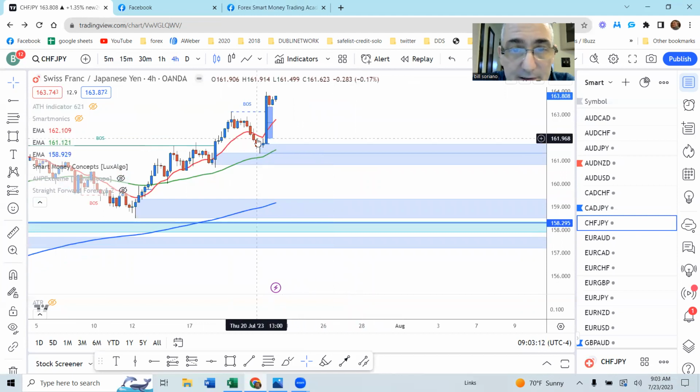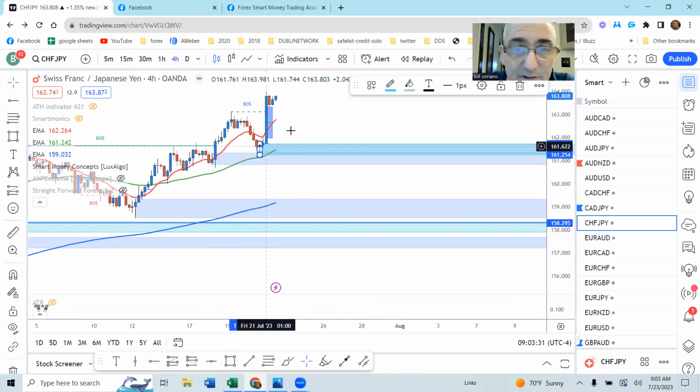Let's see here. If we look at this again, in this case, to me, it's using the wrong candle to identify the order block. Now it's using this up candle because price went lower, right? So I understand the reasoning behind that. So let's just say I do that.